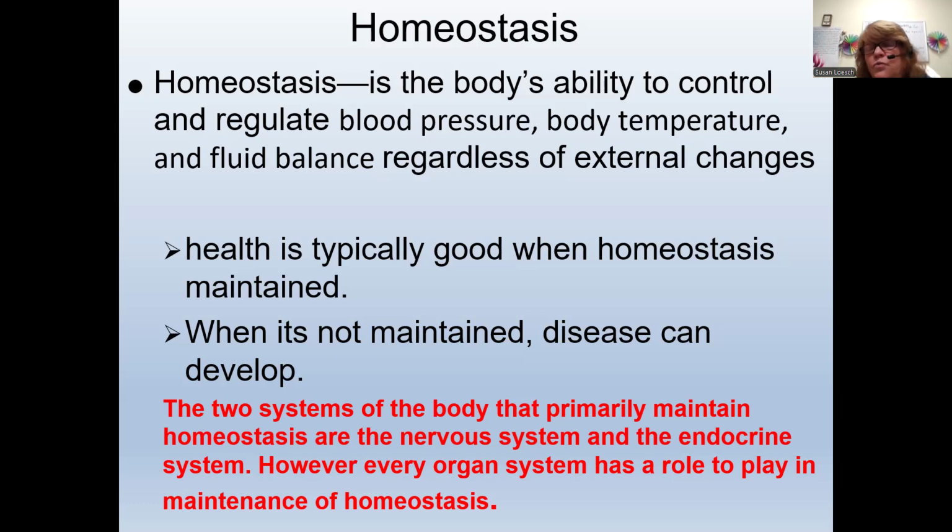Health is typically good when homeostasis is maintained, but when it's not, then disease can develop. And the systems of the body that maintain homeostasis are going to be your nervous system and your endocrine system. Endocrine system we're just talking about with the hypothalamus, posterior pituitary gland, and the anti-diuretic hormone.